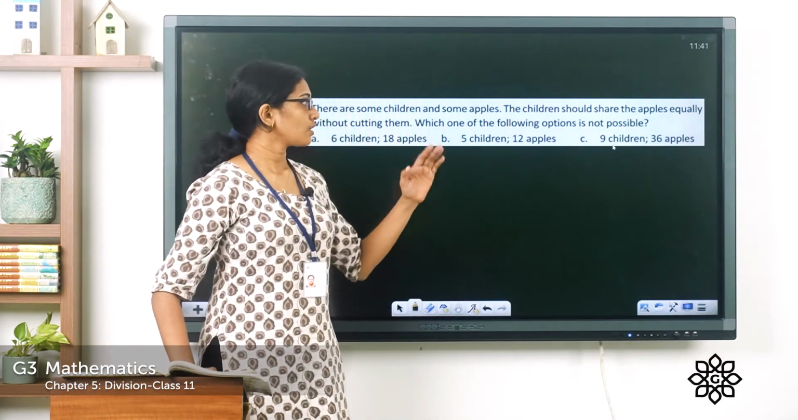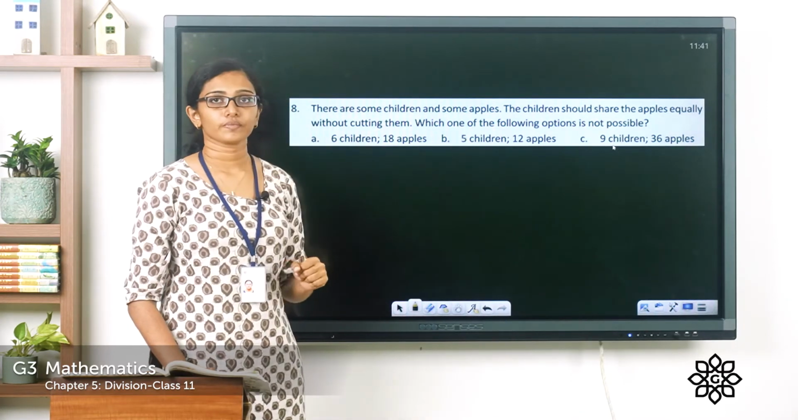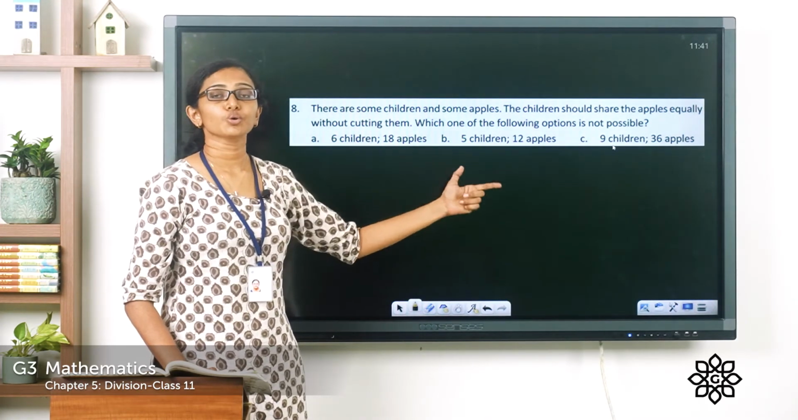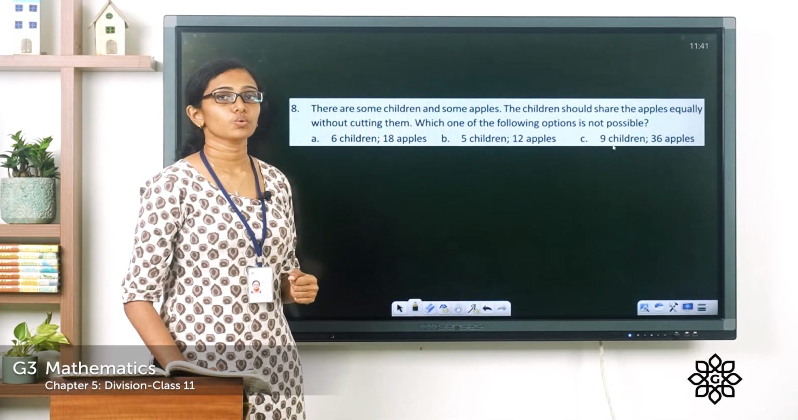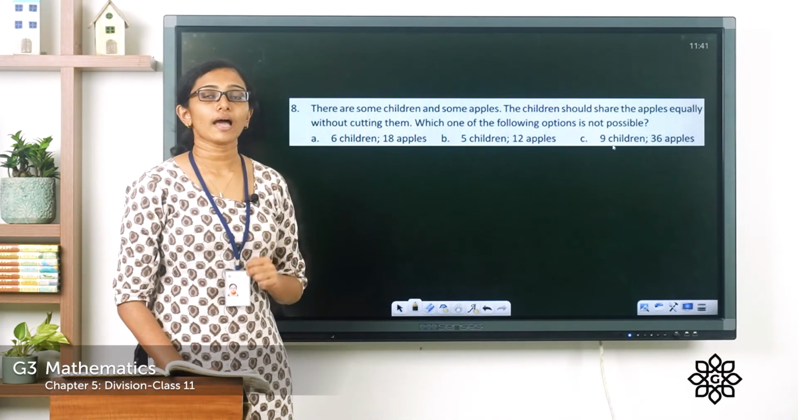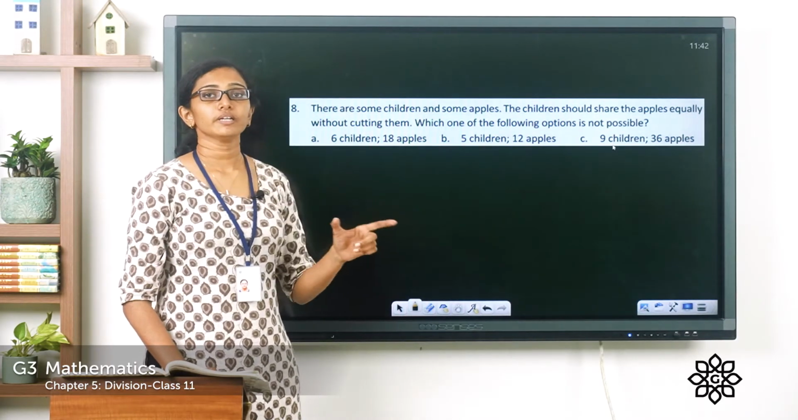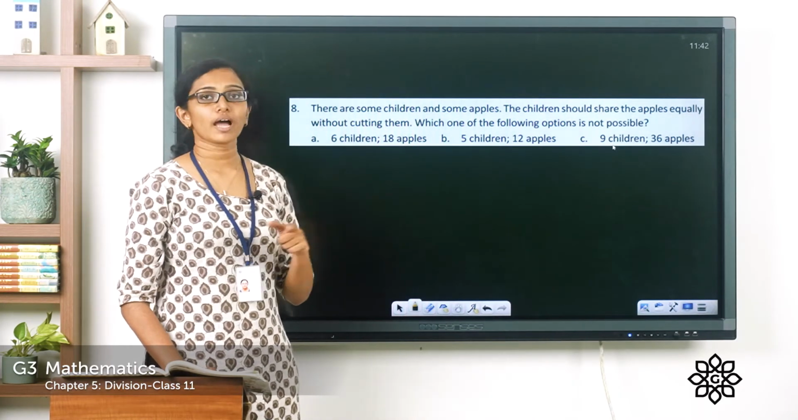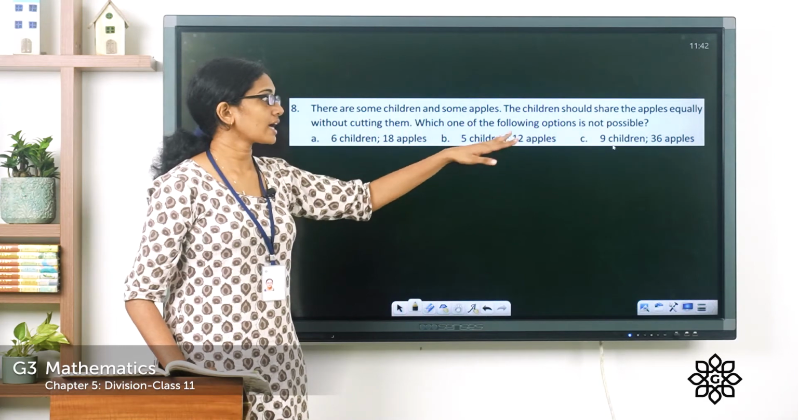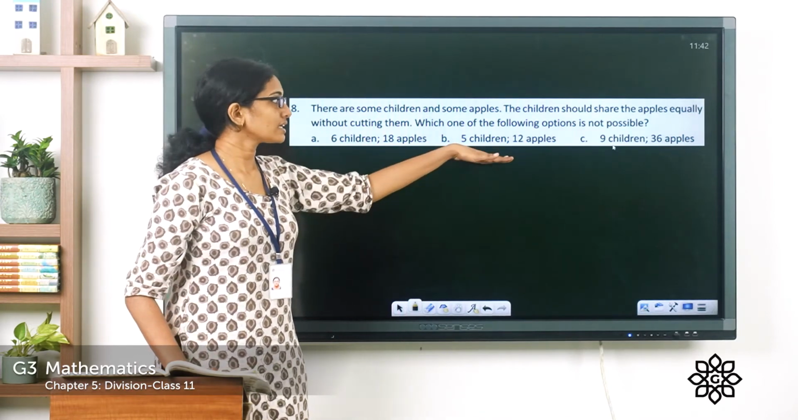What about the second case? 5 children and 12 apples. So you have to divide 12 by 5. What is it? The quotient will be 2 and you will have a remainder 2. Why? Because when you divide 12 apples among 5 children, each child will get 2 apples. And when you give 2 apples each to 5 children, you are giving a total of 10 apples. And there will be 2 apples left. But we have to divide them equally. So in this case, when you have 5 children and 12 apples, equal division of these apples among the children is not possible. So this is one case which is not possible.